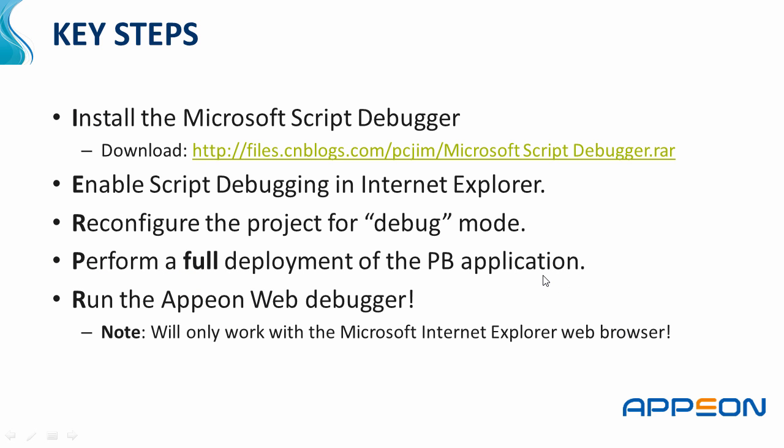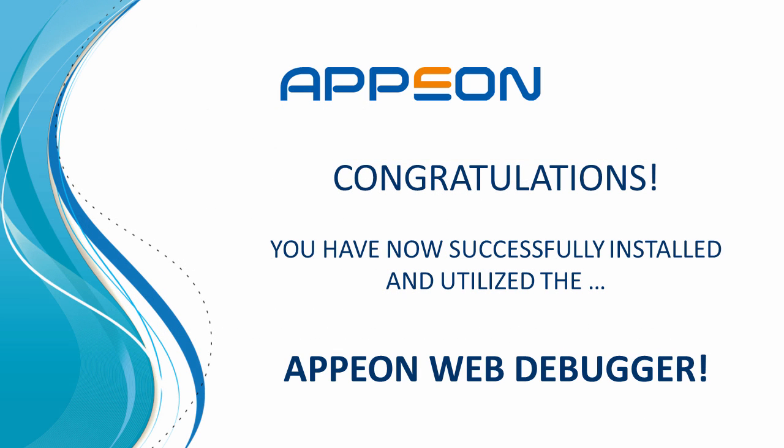So as you can see here, after performing a full deployment of the PowerBuilder application, we were able to actually run the Appeon web debugger and interact with the debugger and debug the application running in the Microsoft web browser exactly like we would with the PowerBuilder debugger. So congratulations, you've now successfully installed, configured, and utilized the Appeon web debugger.